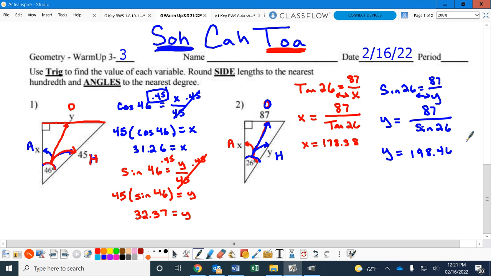Anybody have any questions? Want me to talk through typing it again? Yep, please. Can you repeat putting in 87 divided by... This one right here? Yeah. Okay. It'd be 87 divided by 26, then hit the tangent button, then equals. See if you end up at 178.38.